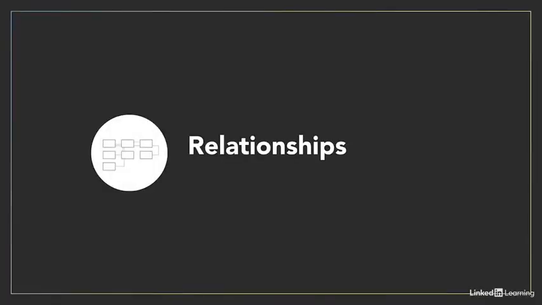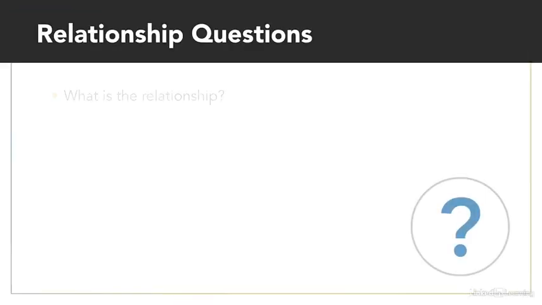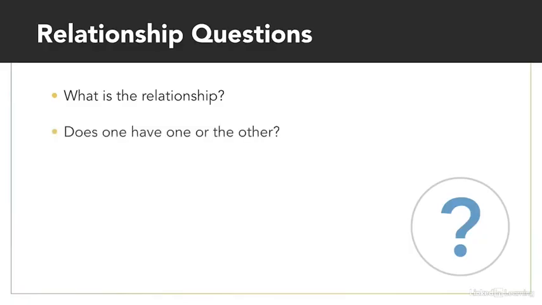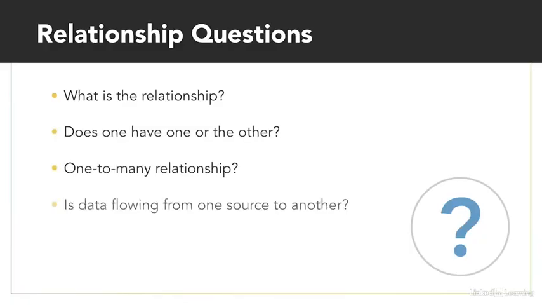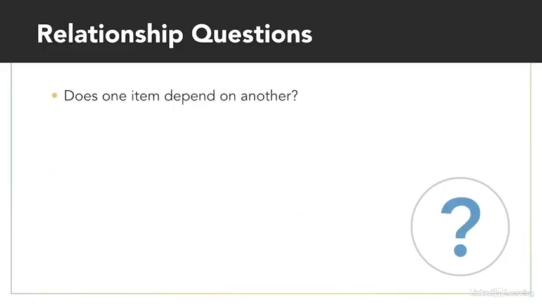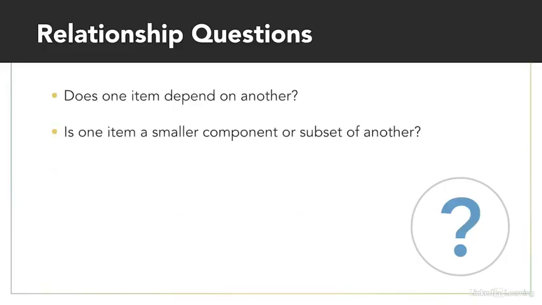Now, once you have the items here, then you think about the relationships. That's what a line represents when you do a context diagram. You can start asking questions like, what is the relationship? Does one have one of the other? A one-to-many relationship? Is there data flowing from one source to another? Are messages being sent and received between two items? Does one depend on the other? Or is one a small component or subset of the larger one? And if you have this one, must you have the other element?